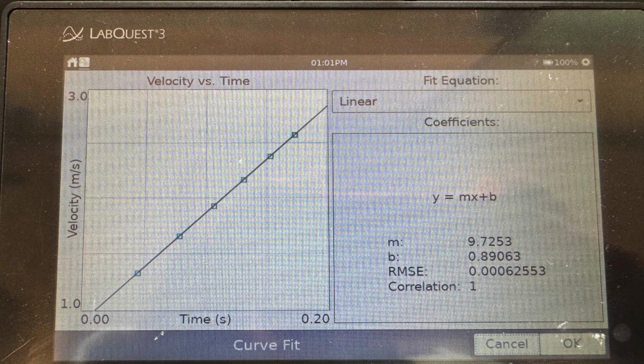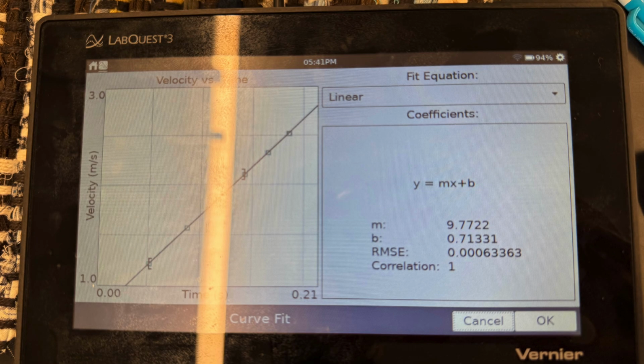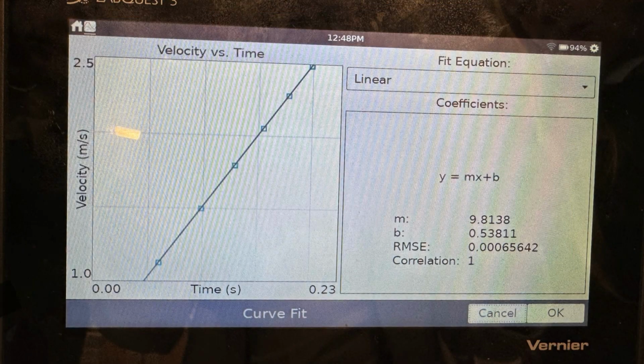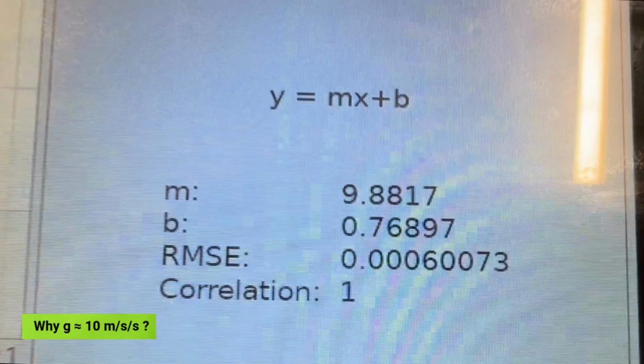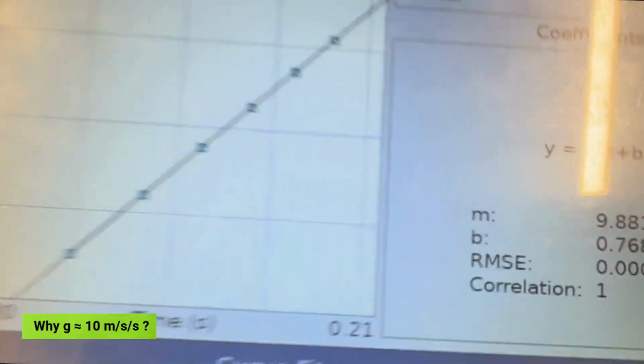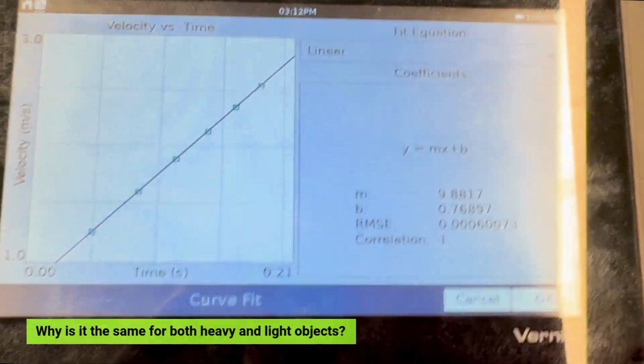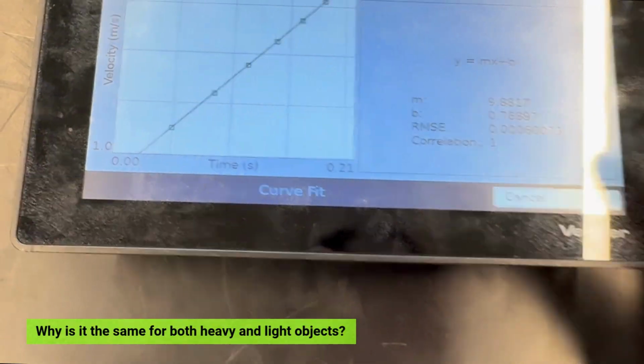To make sure it's reliable, we repeat the drop a few more times and record all our acceleration values. Now, why is the free fall acceleration about 10 meters per second squared? And why is it the same for both heavy and light objects?